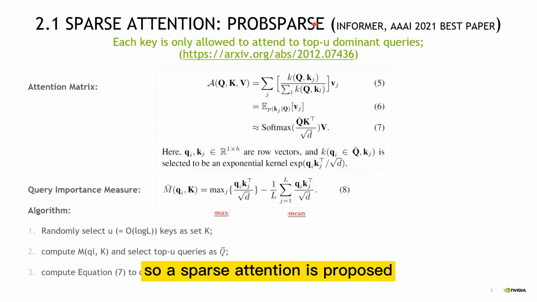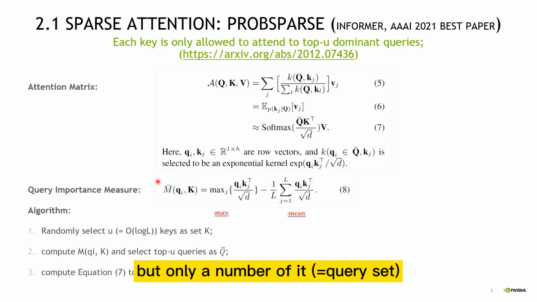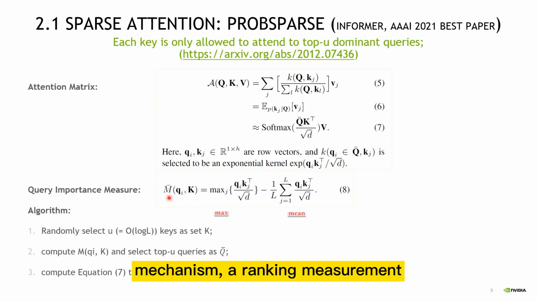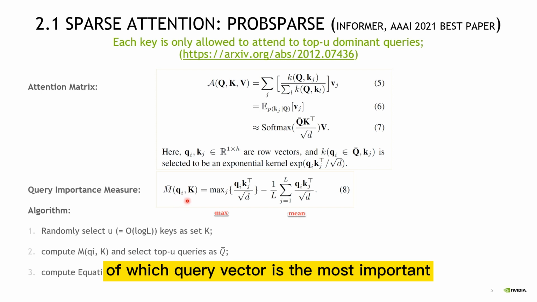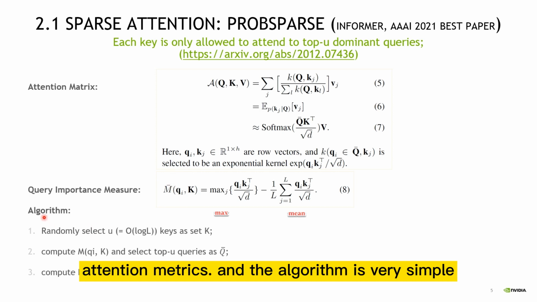So sparse attention is proposed. We currently use the ProbSparse idea proposed by Informer in AAAI last year. The major idea is that we try to not use all the queries to compute the attention score, but only a number of them, so log L of them. We need a ranking mechanism, a ranking measurement that gives us a hint of which query vector is the most important to compute the attention matrix. And the algorithm is very simple.